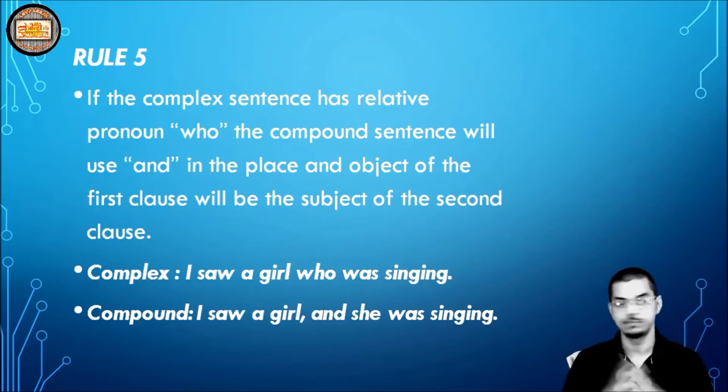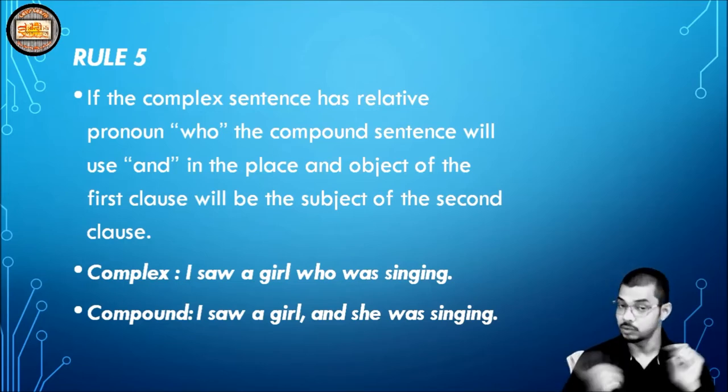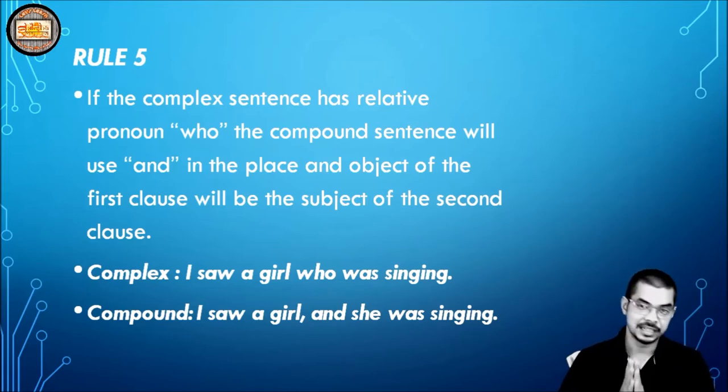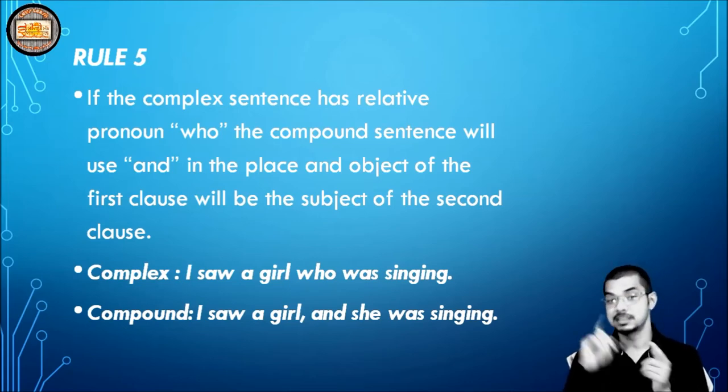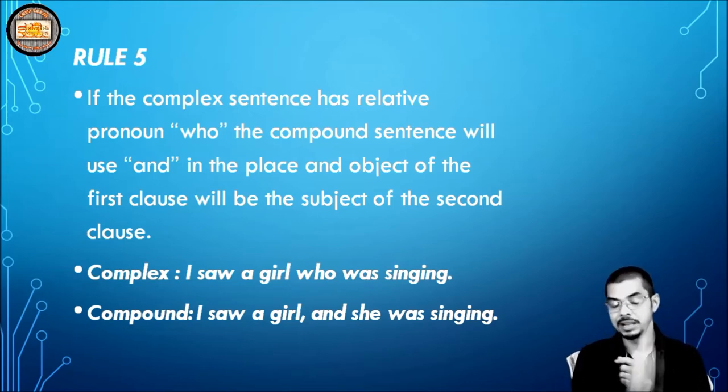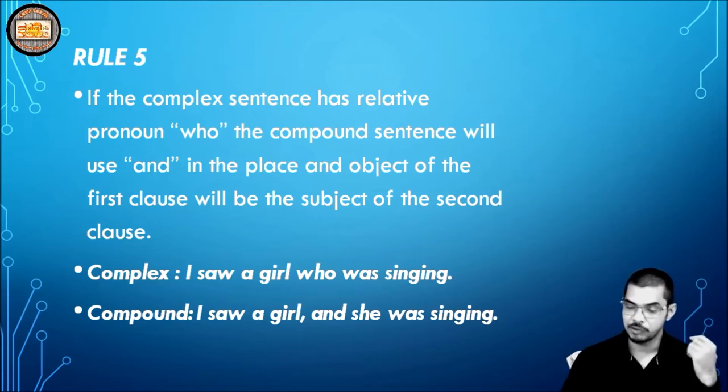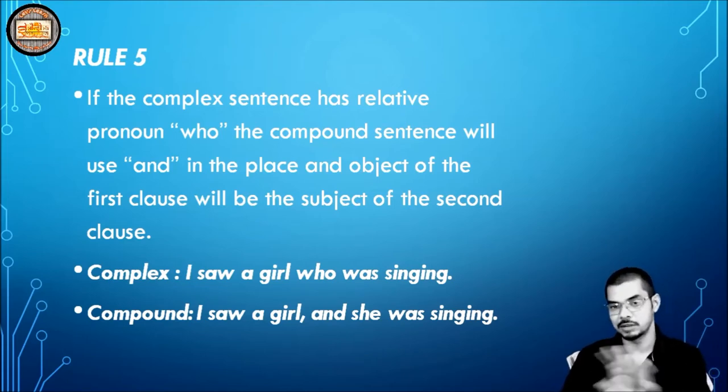Now what would be the subject? Who is the subject here? And who refers to whom? A girl. So you have to place she, that is the thing which was there in the complex sentence before who, as your subject for the compound sentence. It's very simple. It's not very tough.